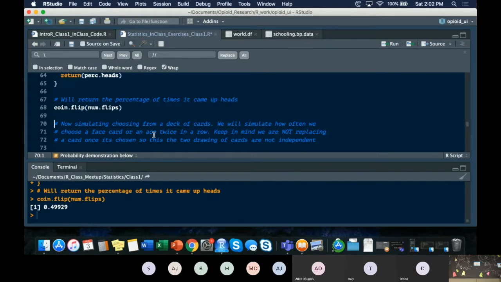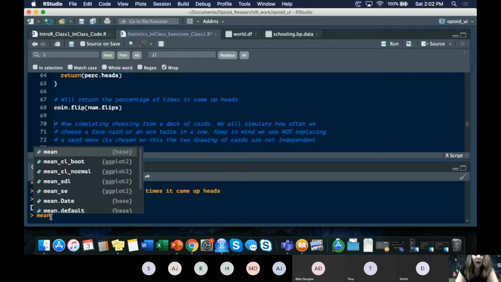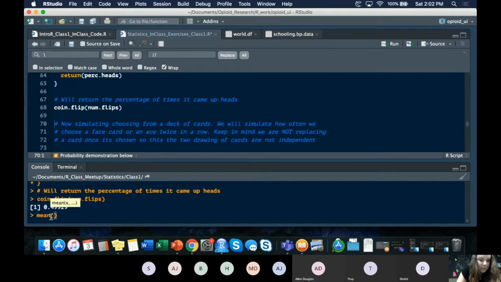Okay. Got the same question. If you don't run the function all at the same time, you're going to get an error. You're going to have a plus sign. To fix that, I'm going to recreate what you guys did, so mean of what is.